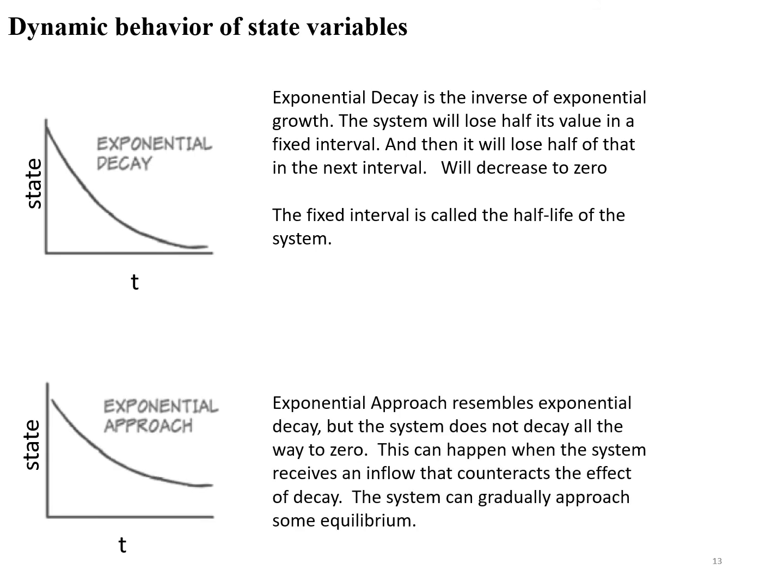We can also have exponential approach. So it represents exponential decay, but the system doesn't decay all the way to asymptote at 0, okay? This happens when the system receives an inflow that counteracts the effect of decay, and the system can gradually approach some kind of equilibrium.